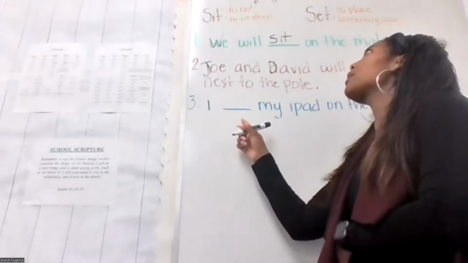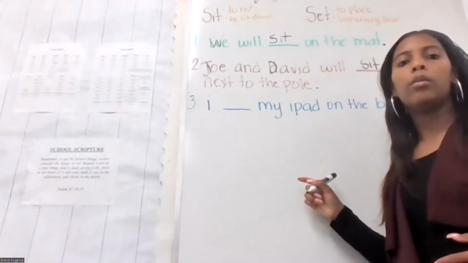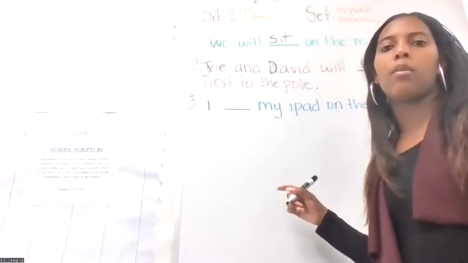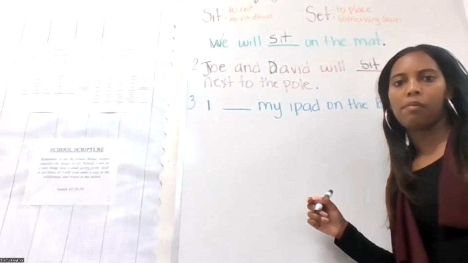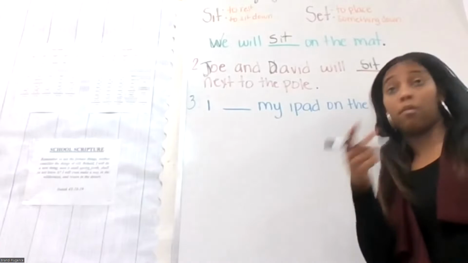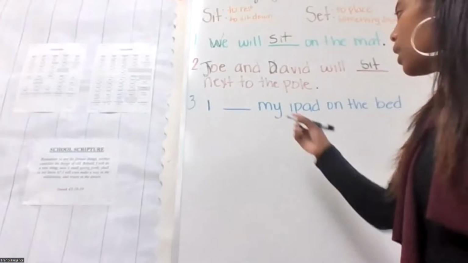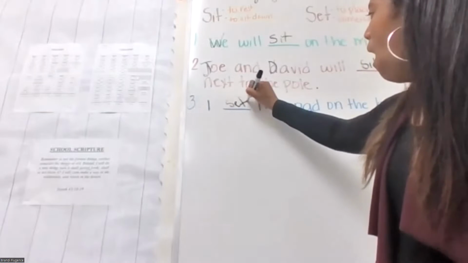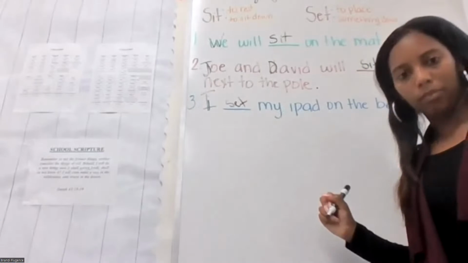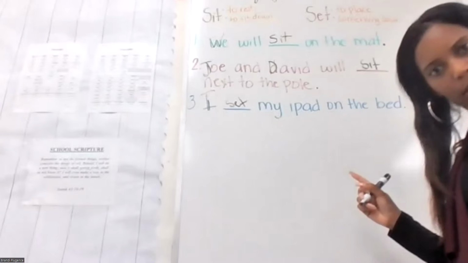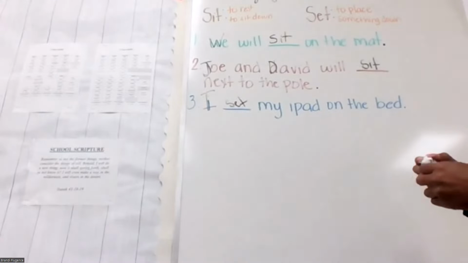Number 3, I sit or set my iPad on the bed. I will sit or set my iPad on the bed. Which one will be correct in this sentence? Set. Because we're putting something down. Capitalize the I, finish with the period. Good. All of them. So those are how we should have written those 3 sentences correctly, placing either sit or set in the sentence. Good.